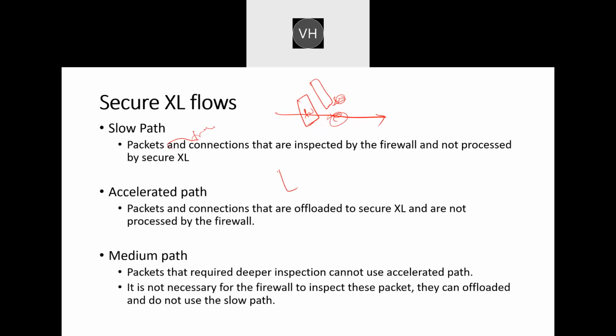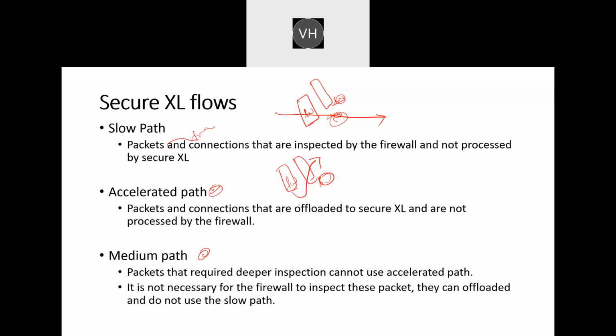And the accelerated path is where we have the firewall and Secure Excel. The firewall won't process the traffic. The traffic will be offloaded to Secure Excel. Okay, that is called the accelerated path.